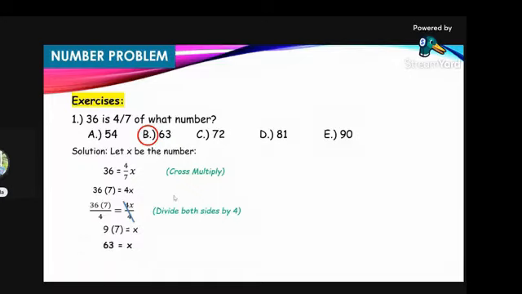So the correct answer for number 1 is letter D. That is 63. Let's have number 2.